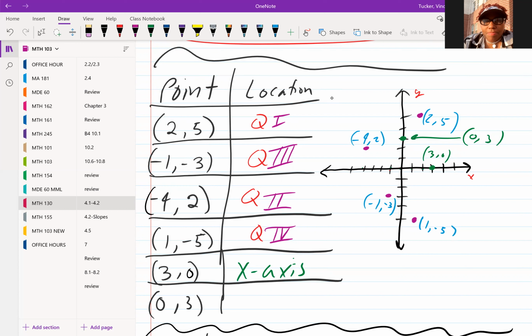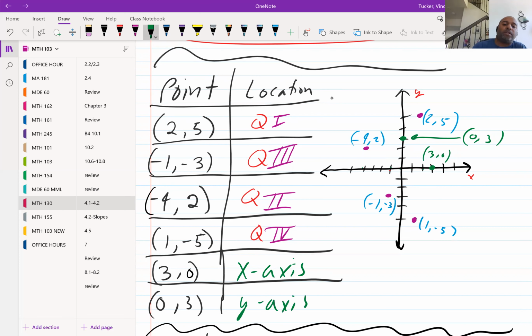All right, and then the other one is on the y-axis. So you don't move left or right for x because it's zero, but you just go up three, and that'll put you right here on the y-axis. All right, questions?